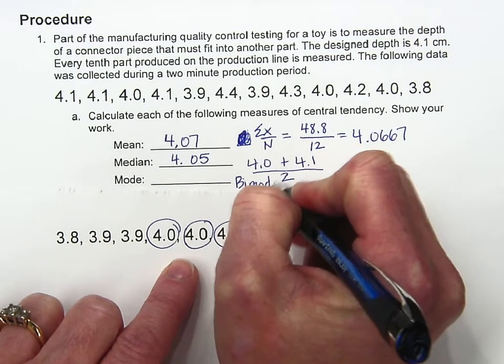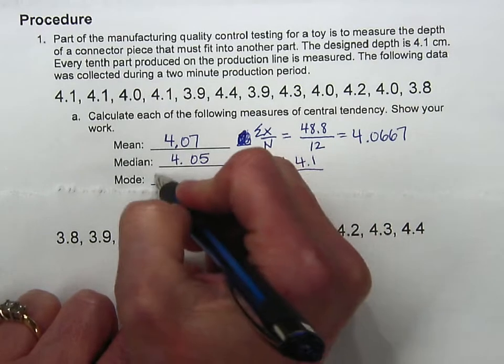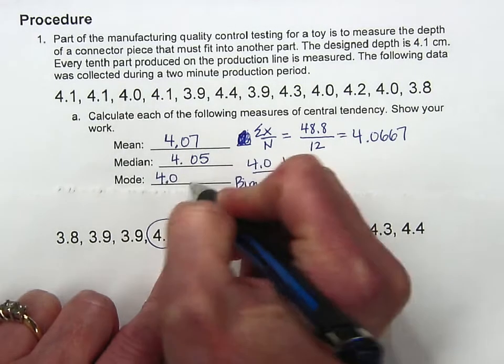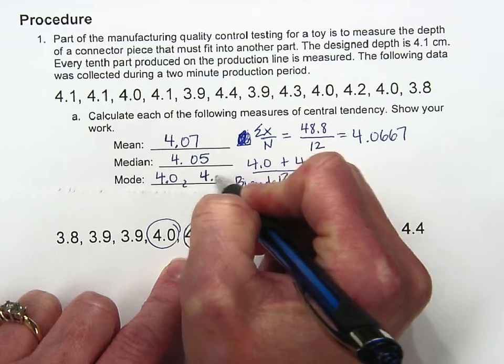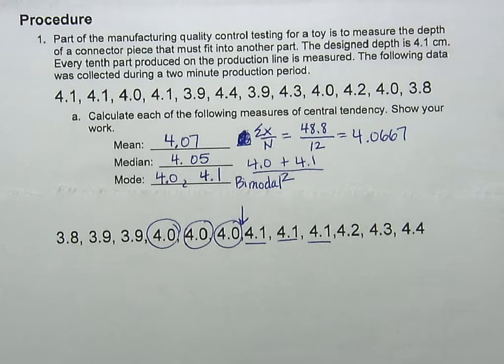This set of data is bimodal, meaning it has 2 modes. So one mode is 4.0, and my other mode is 4.1. And both answers are actually the mode. It is possible that if we had another number that occurred 3 times, we would be multimodal, and then I would have to give all 3 of those. And if they all occur only once, then you could say that the mode does not exist.